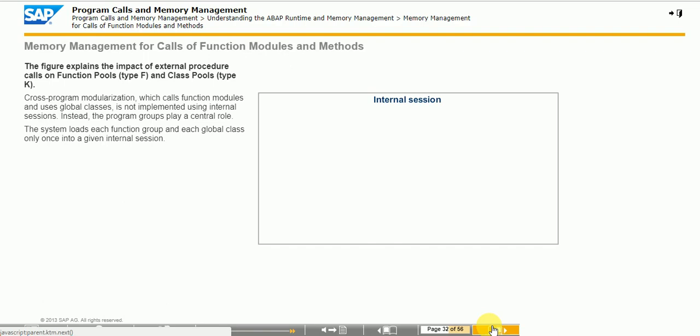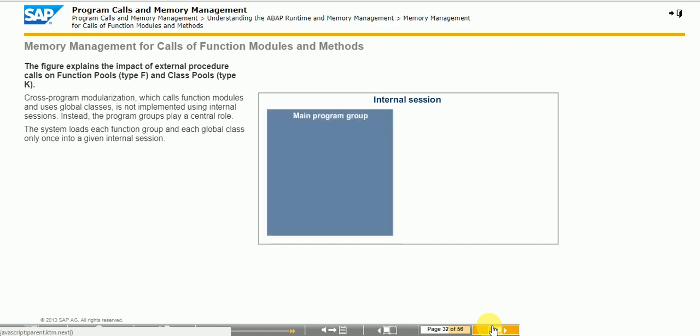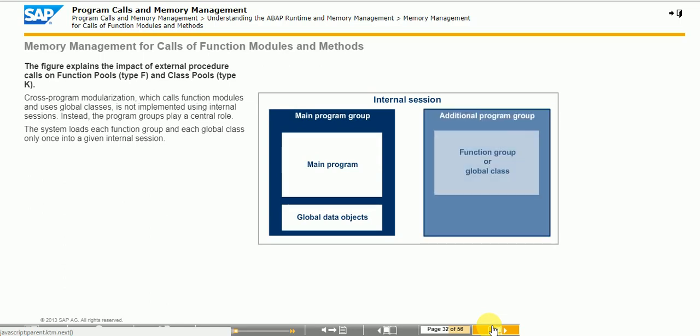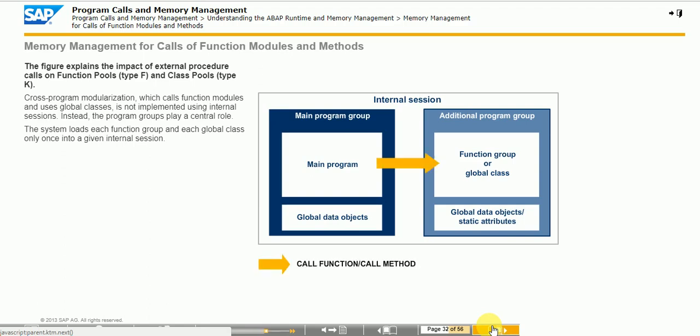When you open an internal session, the system always creates the main program group. You can also create any number of additional program groups in the same internal session. Each program group has only one main program. An additional program is created in the following cases. When the program calls a function module from a function group that has not yet been loaded. When the program calls a method of a global class that has not yet been loaded.